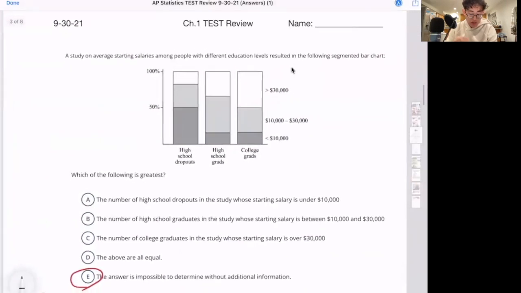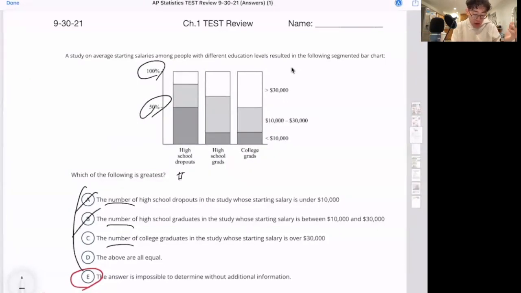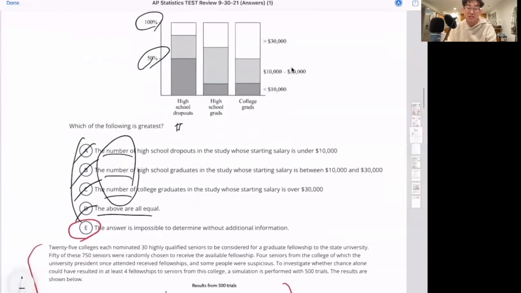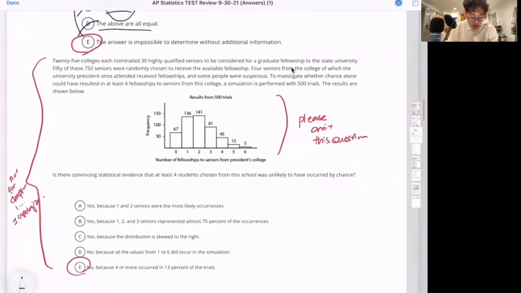Which of the following is the greatest? For this one, the answer is impossible to determine without additional information, because if you read all the rest, they're pretty much rubbish statements. First of all, you can't tell me the number of people because it only tells me percentages. Like how many actual total high school dropouts do we have? We don't know that. So right away, you can just eliminate A, B, and C. The above are all equal. That's the worst of them all because you don't even know all these. So this was probably the easiest question.